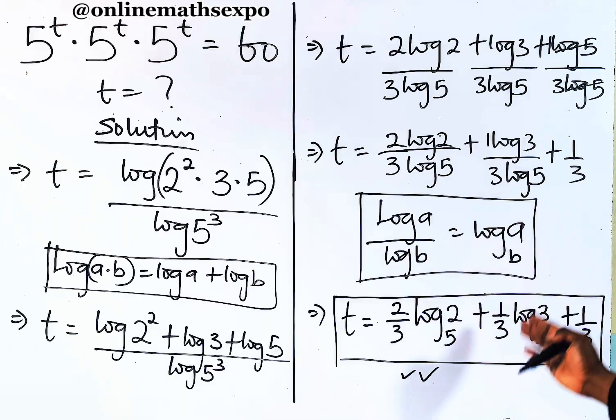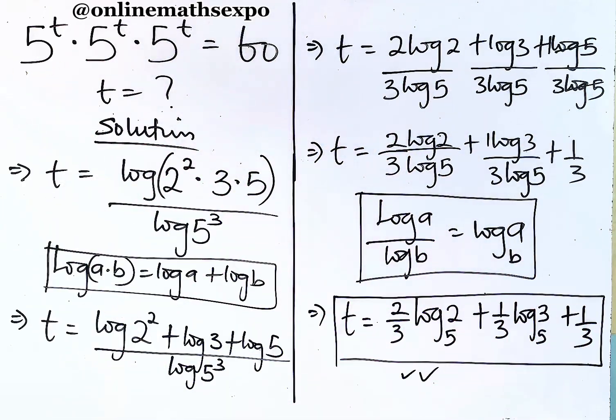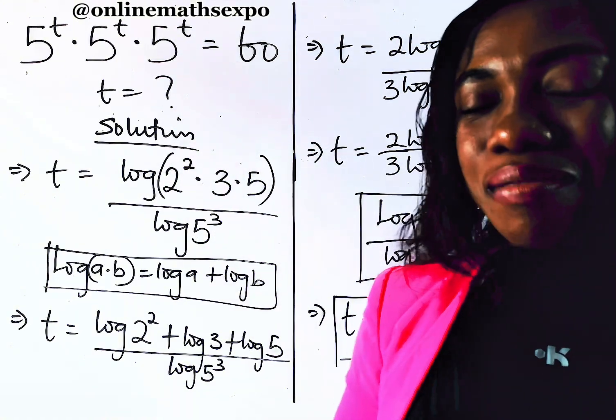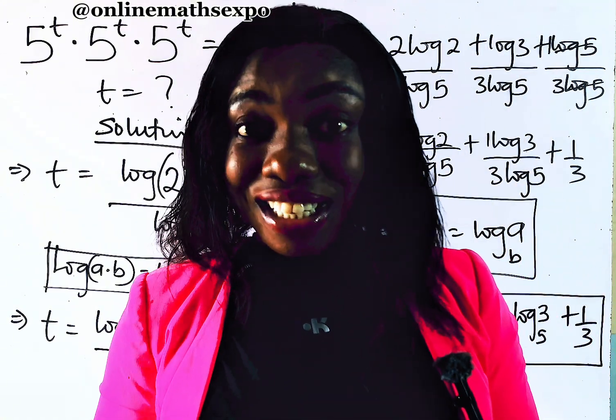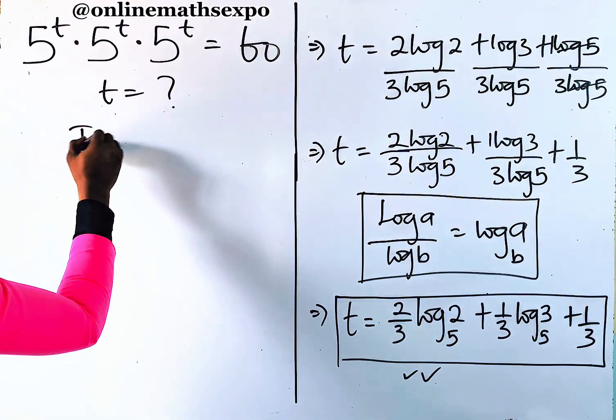Now we're going to plug this value of T into the left side of this equation to see if it gives us 60. And that is the most interesting part I wouldn't want you to miss. Let's do this verification together.